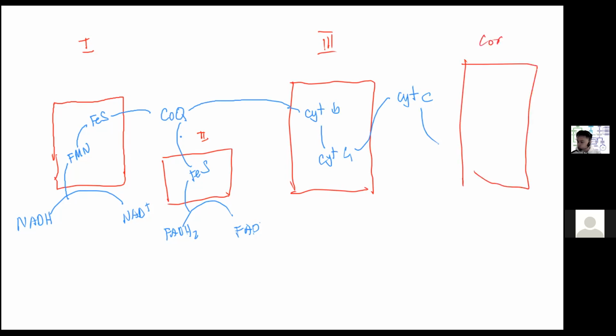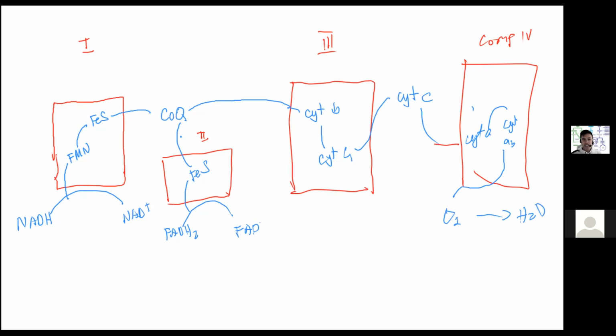So in complex 4, what is the first to accept? It is first accepted by your cytochrome again, but it's cytochrome A, and then cytochrome A3. Am I right? Cytochrome A3 is next, no? And then followed by the final acceptor, your oxygen, converting it to water. Okay? So that's the story of your electron transport.